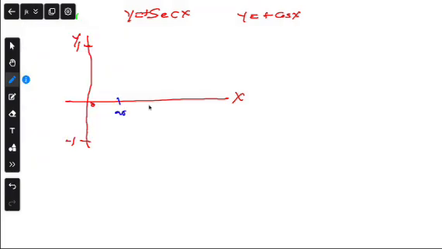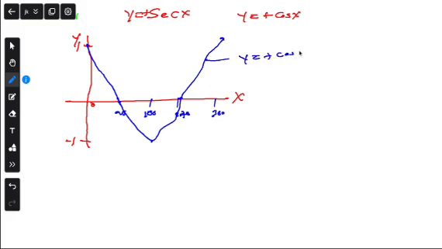So let's say 90, 180, 270, then 360. So the first dot should be somewhere here, the second one somewhere here, the third one here, the fourth one here, the fifth one has to be somewhere here. So the graph of cosine is looking something like this, isn't it? This is y equal to positive cos x.